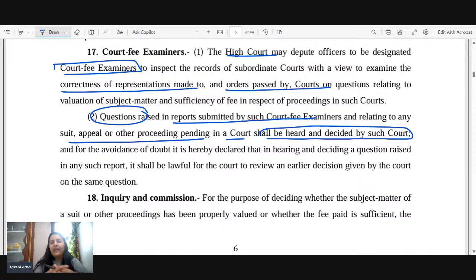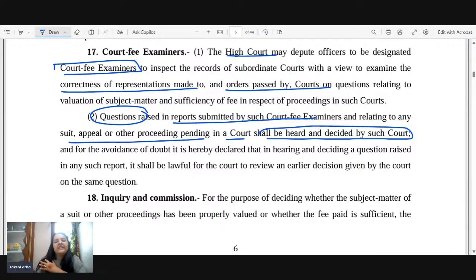Yes. Anyone, please write down in the chat box what does the word such court means here. So it will be the appellate court. Okay, the appellate court, that means the high court. उस court के सामने वो high court के सामने वो अपनी report submit करेंगे. Okay, then high court will decide the things on that.